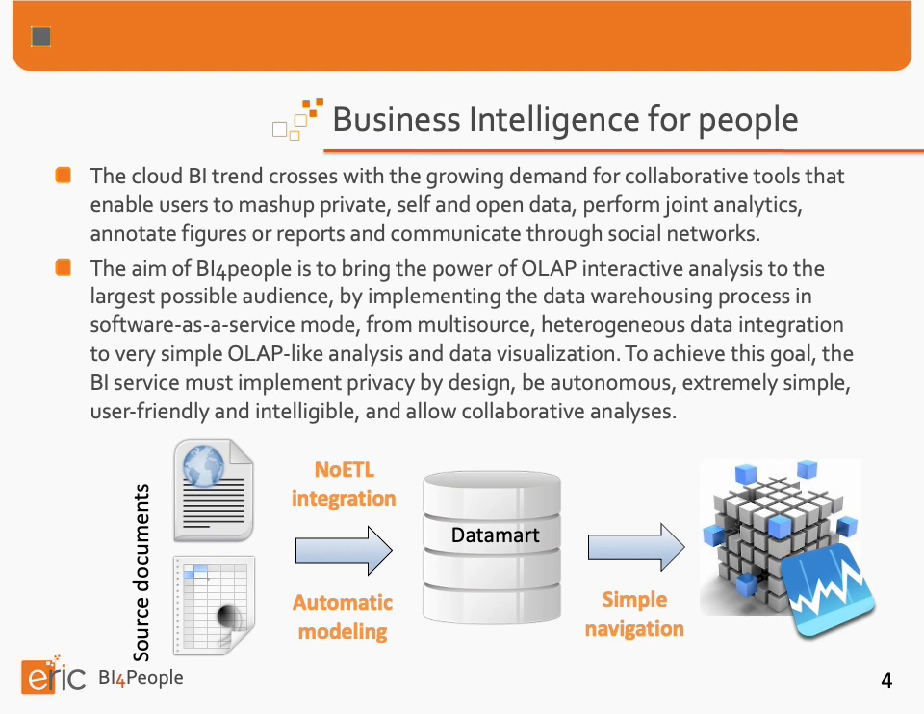The For People project aims to address these issues by leveraging online analytical processing to provide interactive analysis and data visualization through a software as a service model. This allows a broader audience to access data warehousing, including multi-source, heterogeneous data integration.